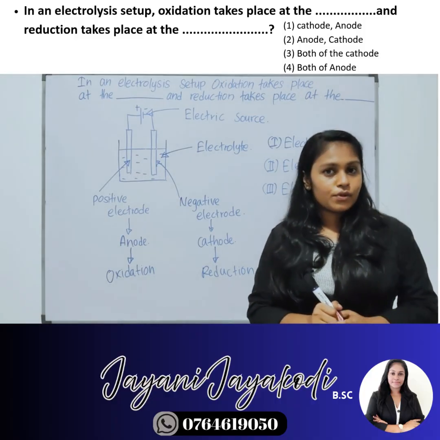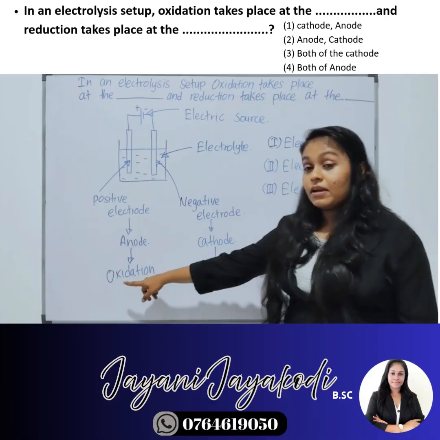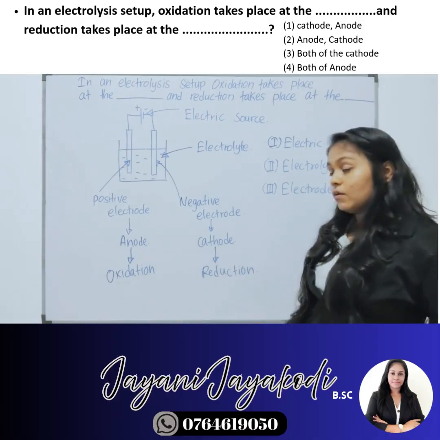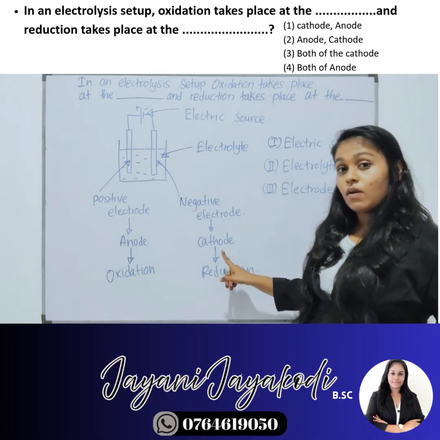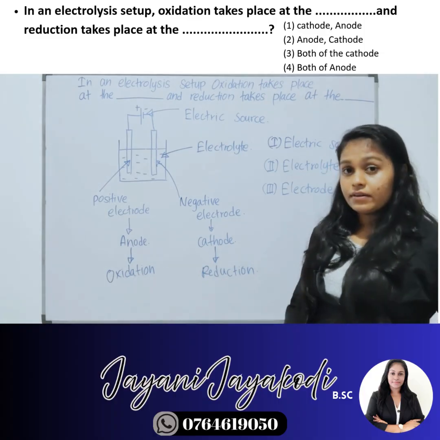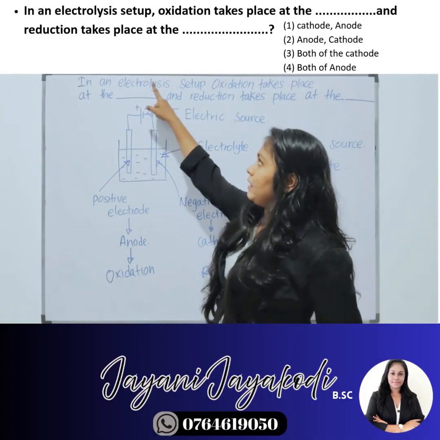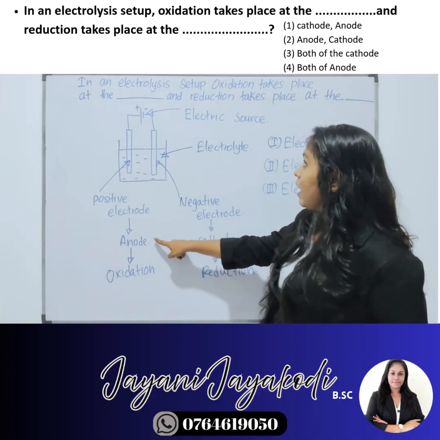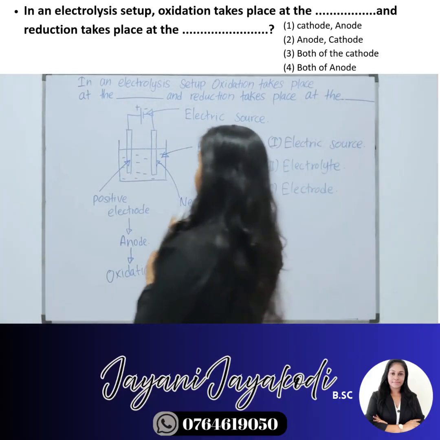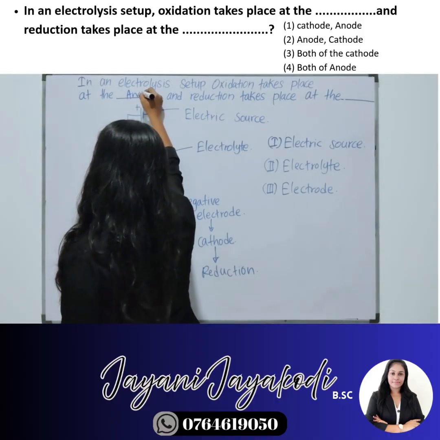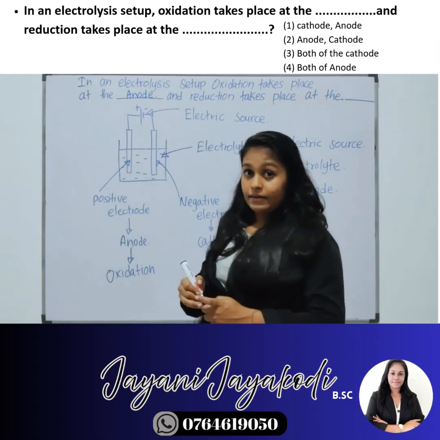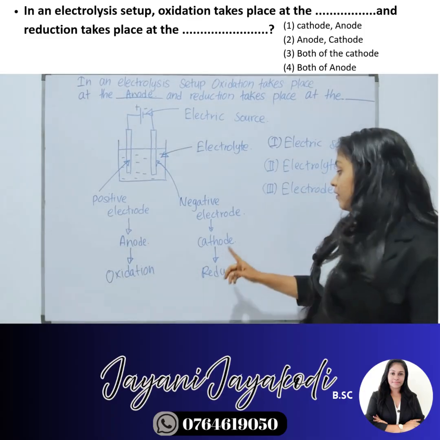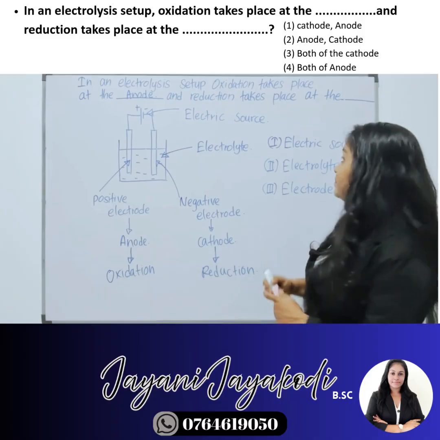So, now let's get into the question. Now you know the chemical reaction which takes place in the anode we know as oxidation. The chemical reaction which takes place in the cathode we know as reduction. So let's read the question now. In an electrolysis setup, where does oxidation take place? Anode. So here I am writing anode. And reduction takes place in the cathode.